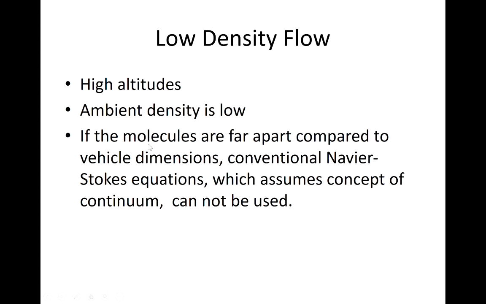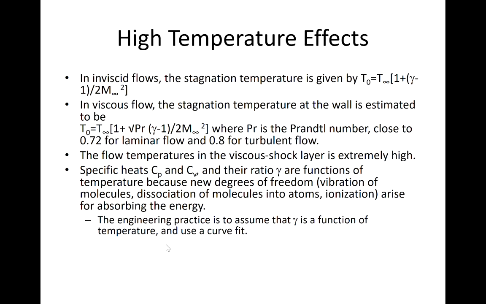That means we may need to do a molecular dynamics analysis rather than a continuum Navier-Stokes based analysis that we have so far preferred. So this is a difficulty we face in hypersonic flow. As I mentioned earlier, high temperature effects become a problem. We can no longer use T0 equal to T infinity times 1 plus (gamma minus 1) over 2 times M infinity squared. As a minimum, the gamma must be corrected. It will no longer be 1.4. It will no longer be 7 by 5. It will have to be a different number.